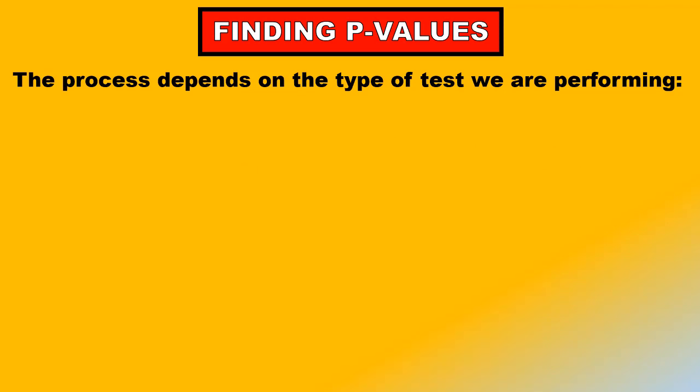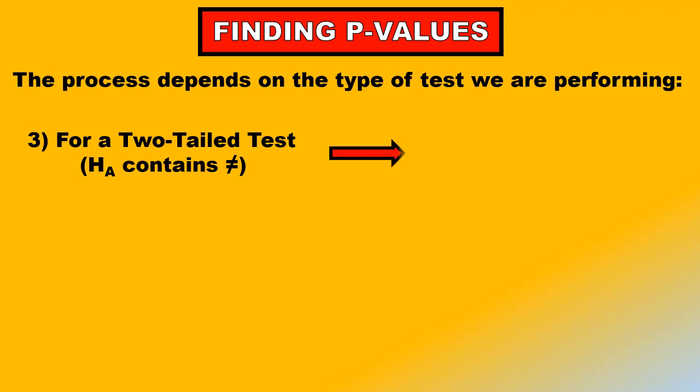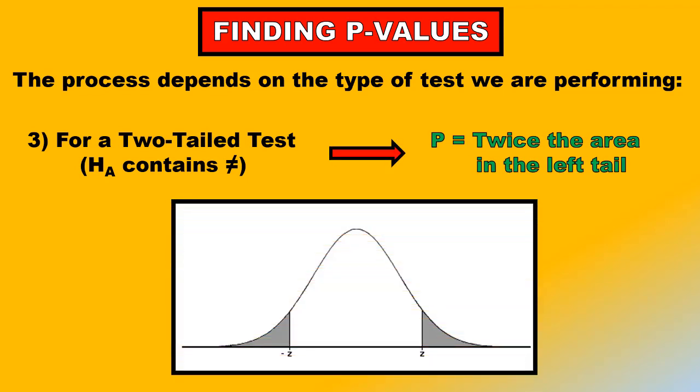And then for a two-tailed test, HA contains the not equal to sign, we're looking for twice the area in the left tail. Why not just say we're looking for the area in both tails? And the answer is we are doing that. We are looking for the area in both tails. But because of symmetry, all we have to do is find the area in one tail and double it.